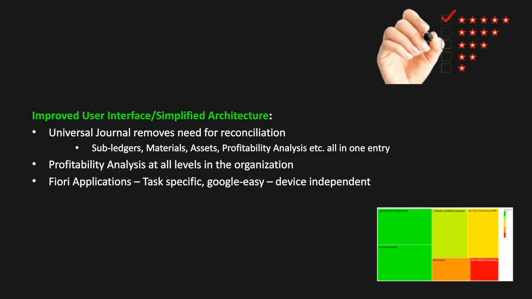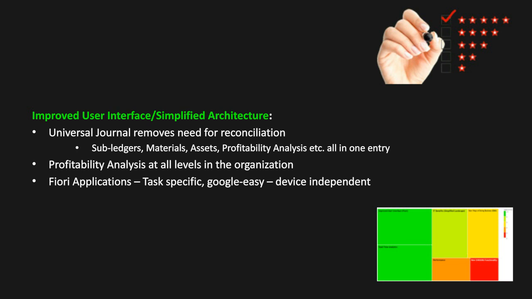So for the improved user interface, we talked about this before, the fact that in finance you have a universal ledger or a universal journal that enables you to see and analyze your data at any dimension within the system. So all of your information, your materials, your assets, your vendors, your customers, and all your profitability characteristics are all part of one journal. And so reporting, being able to give this information to your end users in a nice user-friendly manner, is a lot easier than it ever was before.